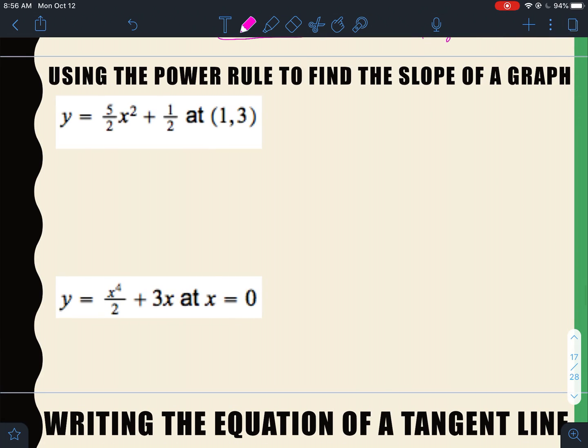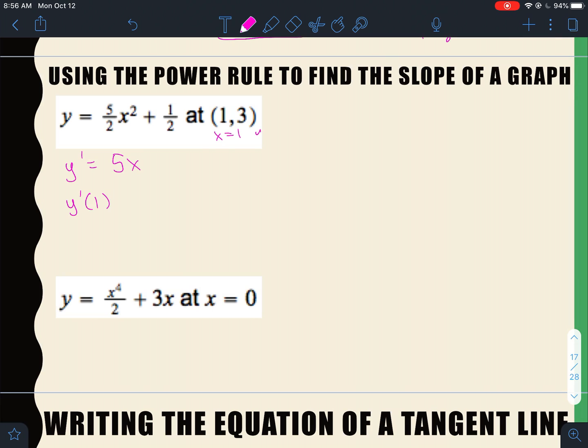All right, so let's go ahead and do that top one together. So y equals 5 halves x squared plus 1/2, and we want to write the equation to the tangent line at the point (1, 3). So first, let's find the derivative. So y prime equals multiply by the exponent, subtract 1 from the exponent. We would get 5x. The derivative of 1/2 is 0.